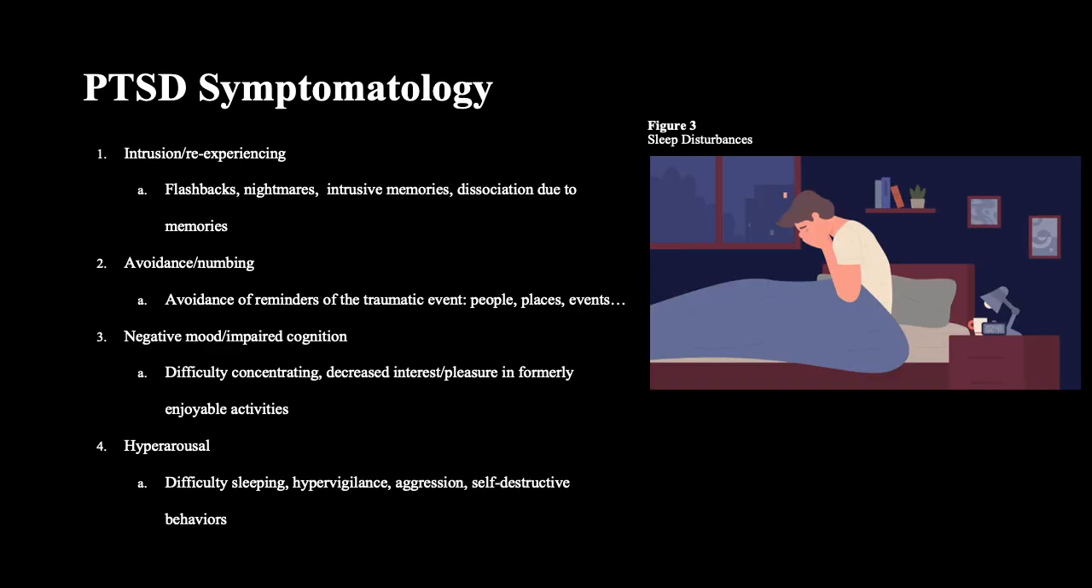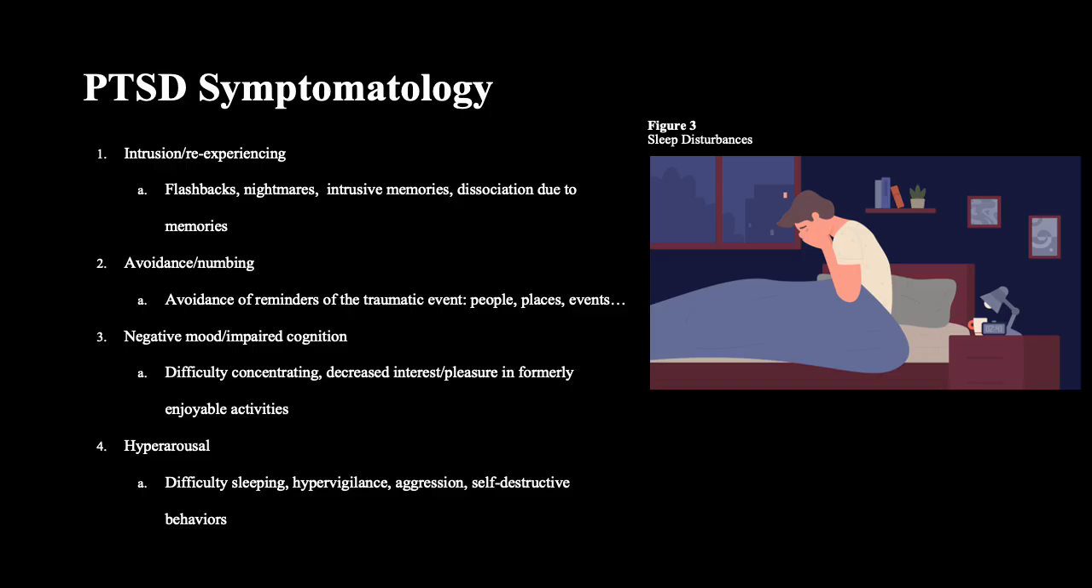With PTSD, there are 4 symptom type clusters. The first is intrusion or re-experiencing. This may include flashbacks, nightmares, intrusive memories, disassociation. The second is avoidance or numbing. This is avoidance of reminders of the traumatic event, which may include people, places, and other familiar events.